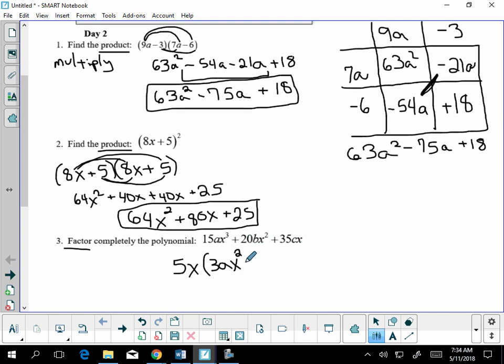20 divided by 5 is 4, and then I'm going to still have that x. Started with 2 x's and I took 1 away, so there's going to be 1x. 35 divided by 5 is 7, and there was 1x, but I took it away. And I cannot go any further than that. That's as far as I can go on this problem.